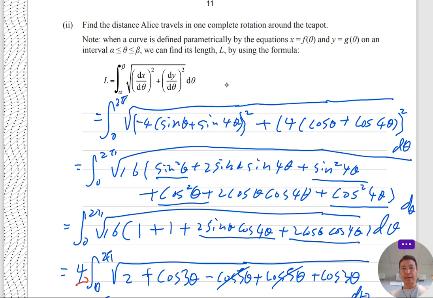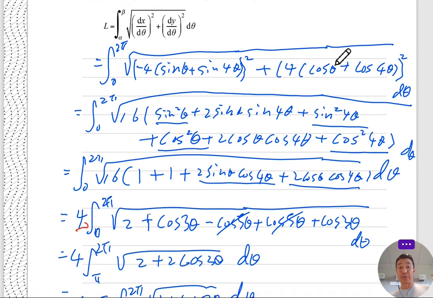Now, inside is quite interesting. So sine squared theta plus 2 sine theta sine 4 theta plus sine squared 4 theta, right? Because I factorized by 16, I can say cosine squared theta plus 2 cosine theta cosine 4 theta plus cosine squared 4 theta. As you know, sine squared theta plus cosine squared theta is 1, a trig identity. Also, sine squared 4 theta plus cosine squared 4 theta is 1. So that's how you get 1 plus 1.